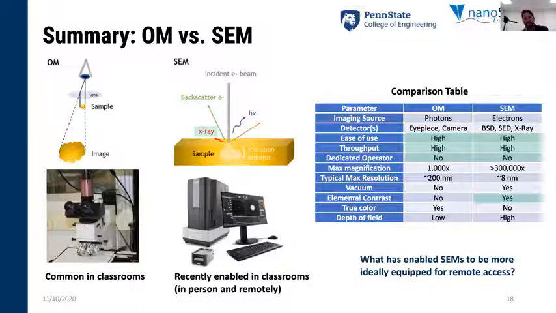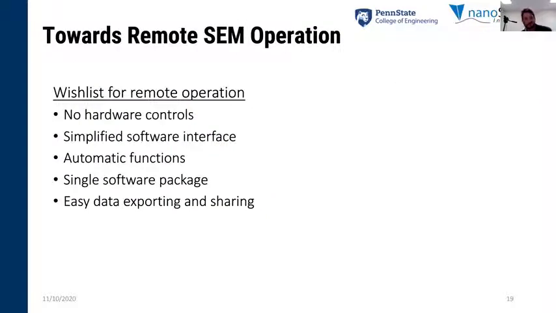So what has enabled SEM to be more ideally equipped for remote access? In order to have a piece of instrumentation that you can use for remote access, it needs certain qualities. Things that you would like to see for remote access would be no hardware controls. That kind of makes sense, right? If your instrument has knobs that you need to turn to move your sample, or a joystick that you need to move around, then obviously that's not very well suited for remote access, because if you're not at the instrument, you can't turn the knobs on it. So that's one thing you need for ideal remote access.